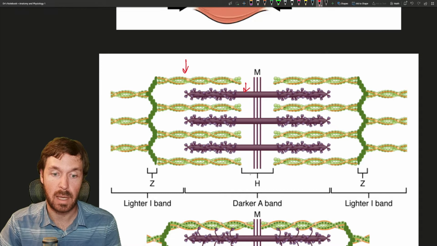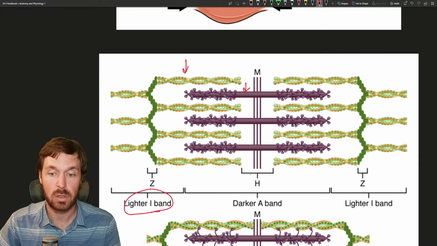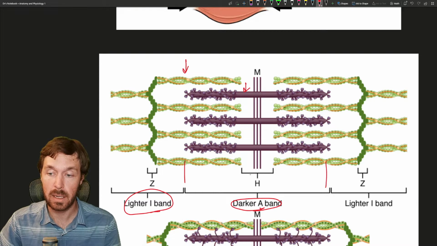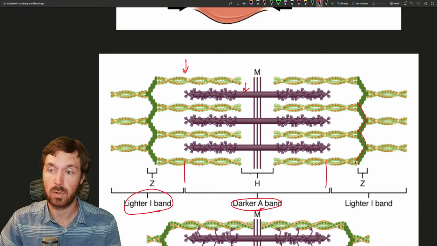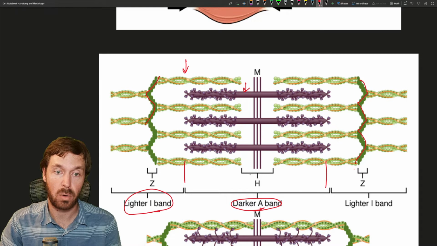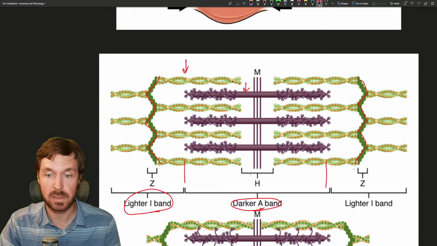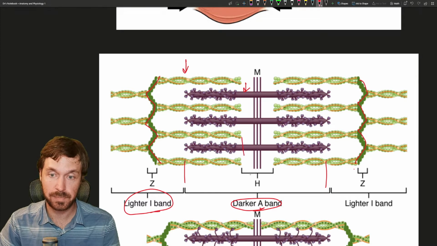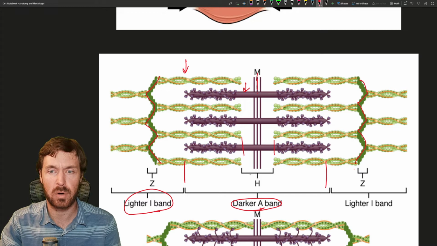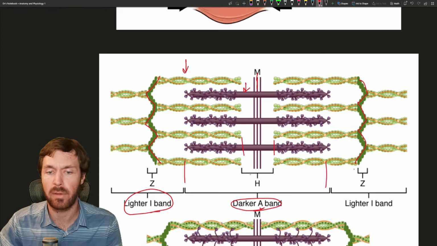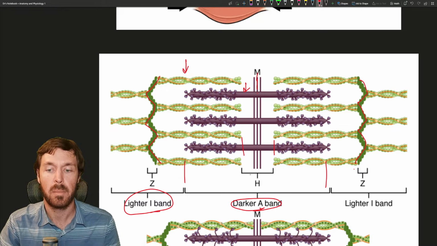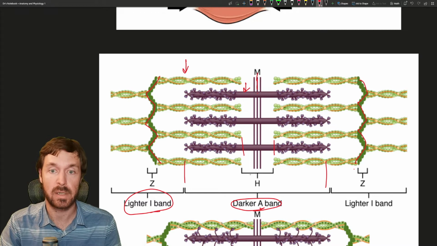Remember, you have the I bands, which are just actin. You have the darker A bands, which is where you find the myosin here. And then you have the Z discs, which are filaments that are holding the actin together and form these little Z lines. You have the H zone that's just myosin, and then there's an M line, which is the middle of that, where there's a protein that helps hold the myosin together. There are other proteins involved here, but this is just the gist of it.